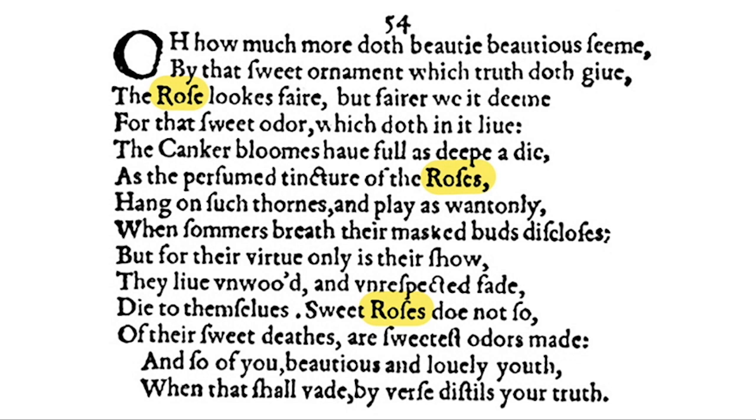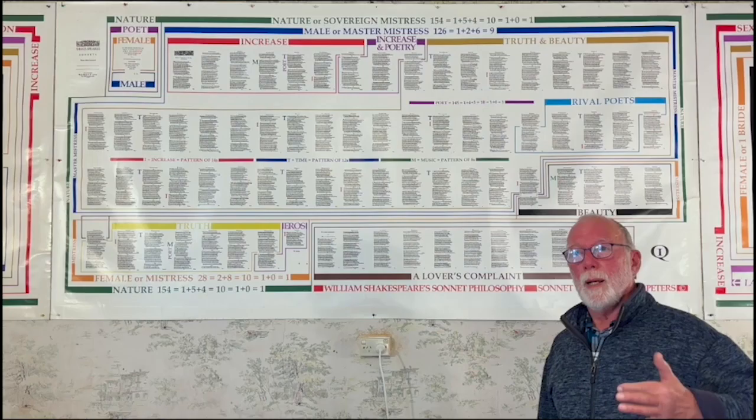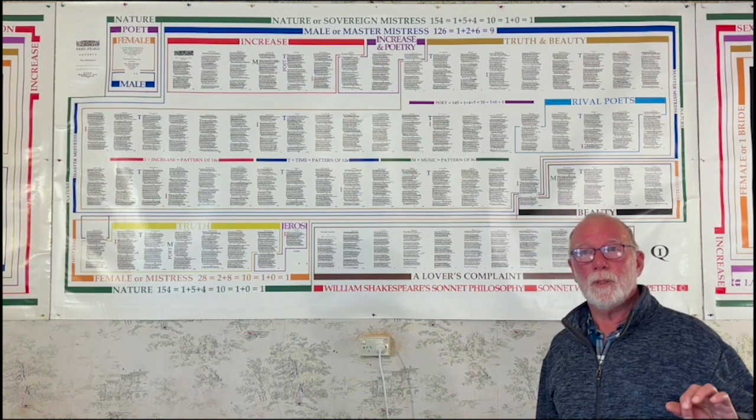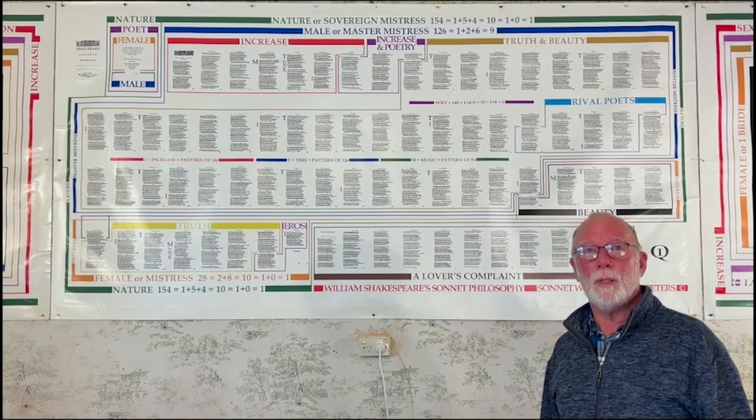And so you have the mistress and the master mistress, you have nature, but you have these other components that add colour and depth to Shakespeare's expression and understanding and his capacity to reach out to people and to get people to understand what he's on about.